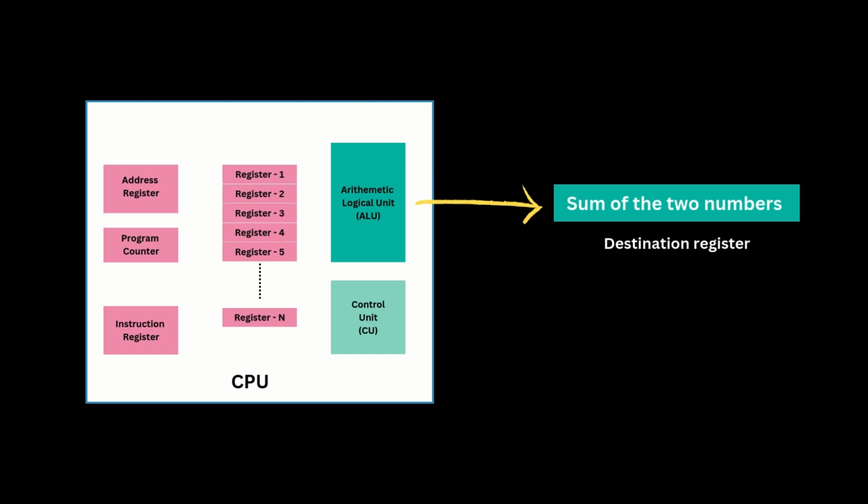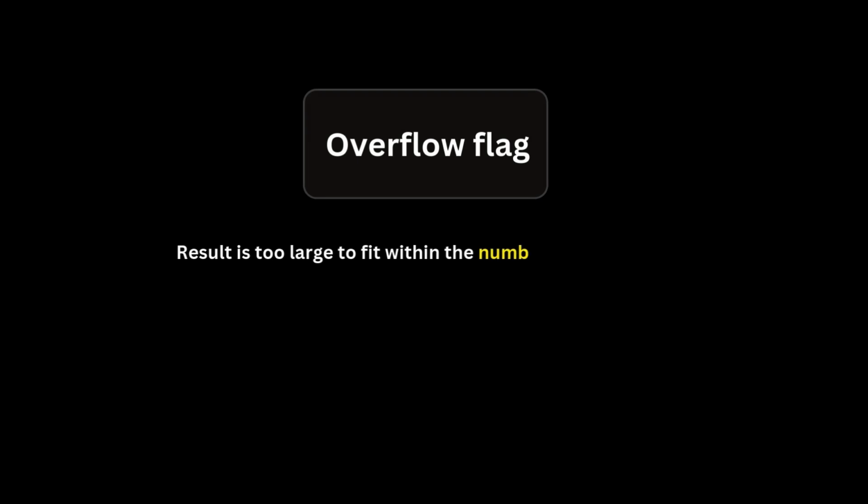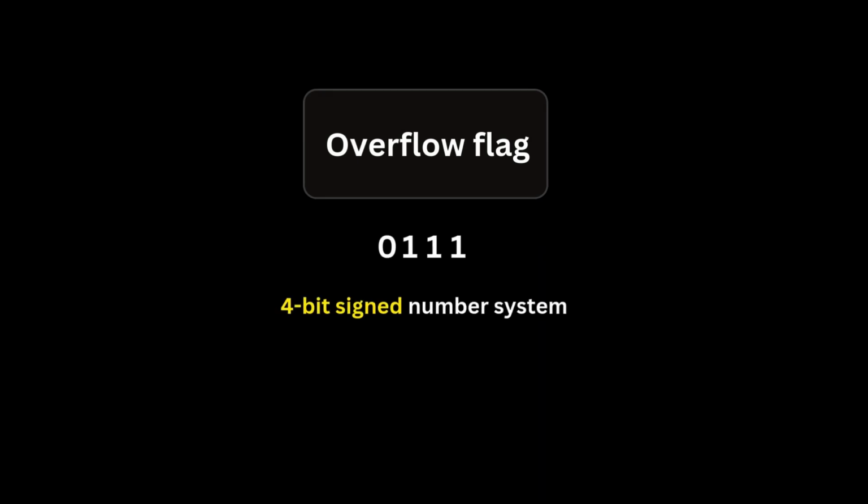After an operation like addition, the ALU may set various status flags. The 0 flag indicates whether the result is 0. The overflow flag indicates if the result is too large to fit within the number of bits available. For example, in a 4-bit signed number system, the first bit is assigned to mark positive or negative.